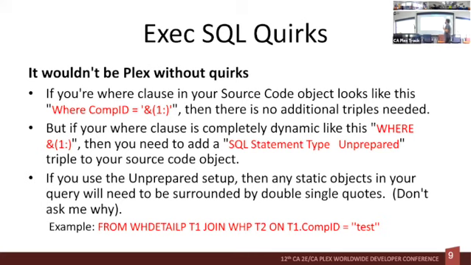By doing that, there's another little wrinkle. If you have any statically typed values in your query, and it's statement type unprepared, then you need to surround those statics with double single quotes. And I have no idea why. Please don't ask me, I just know to do this. It's been a headache in the past. So in this example, where I'm always joining where the company ID equals test, those are actually double single quotes, not a double quote. That's just something to look out for.